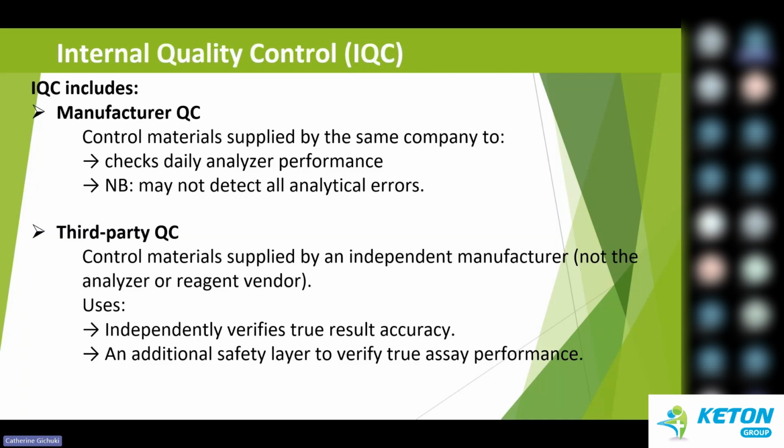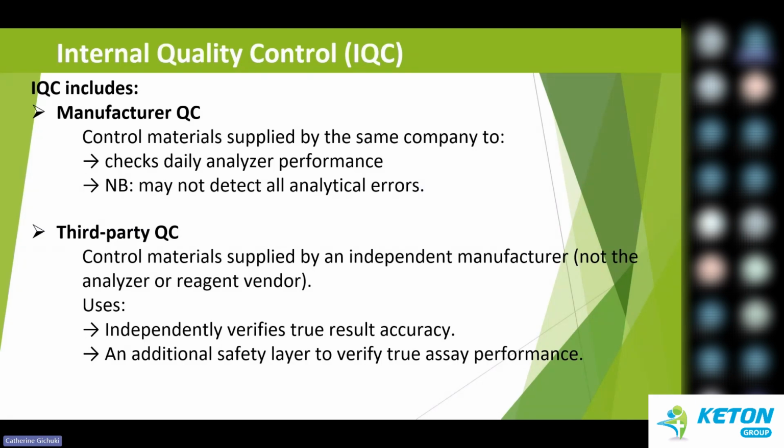So now, amongst the QCs, what we will be dealing with in depth is the internal quality controls. We have said that internal quality controls ensure that our analyzers are working correctly and our processes are correct, all the way from pre to post, on a daily basis. Internal quality controls can be subdivided into two: manufacturer's quality control and third-party quality controls.